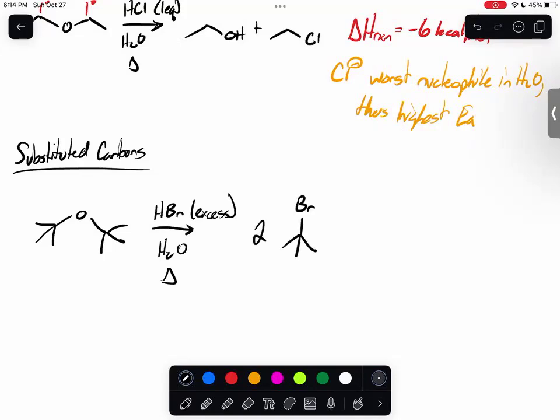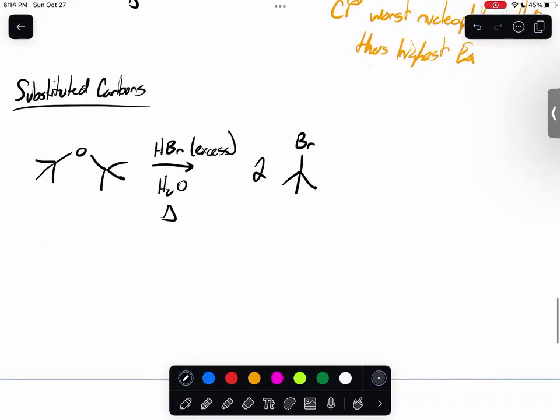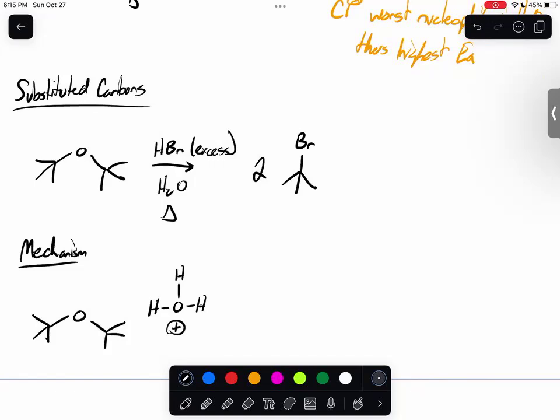So why is this? Well, if we take a look at the mechanism, we would see that the first thing that happens is still the exact same thing as the first thing that happens in the other mechanisms, right? We start out where we've made H3O plus between the HBr and the water. And then from here, our ether is going to take the proton, right? It's going to become a protonated ether to make that a good leaving group, oxygen.